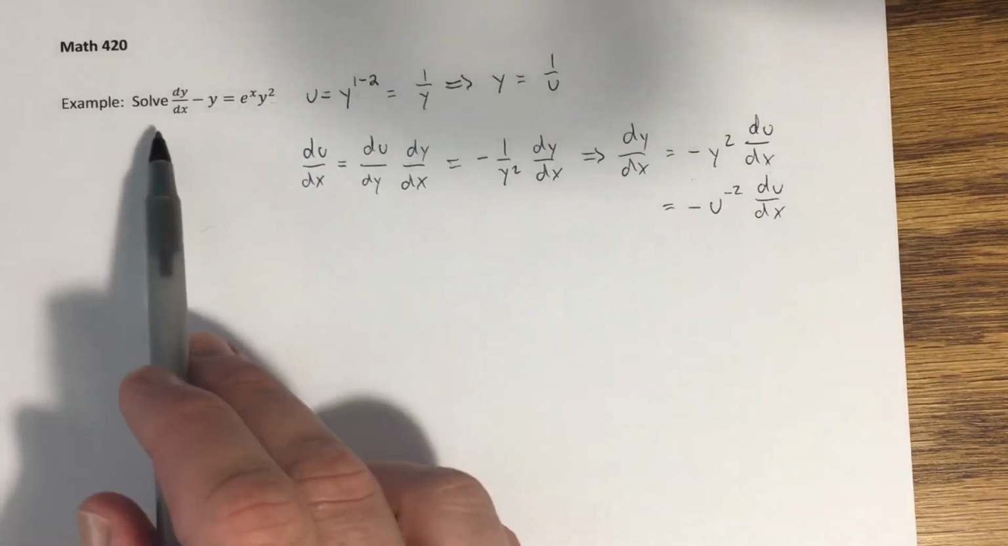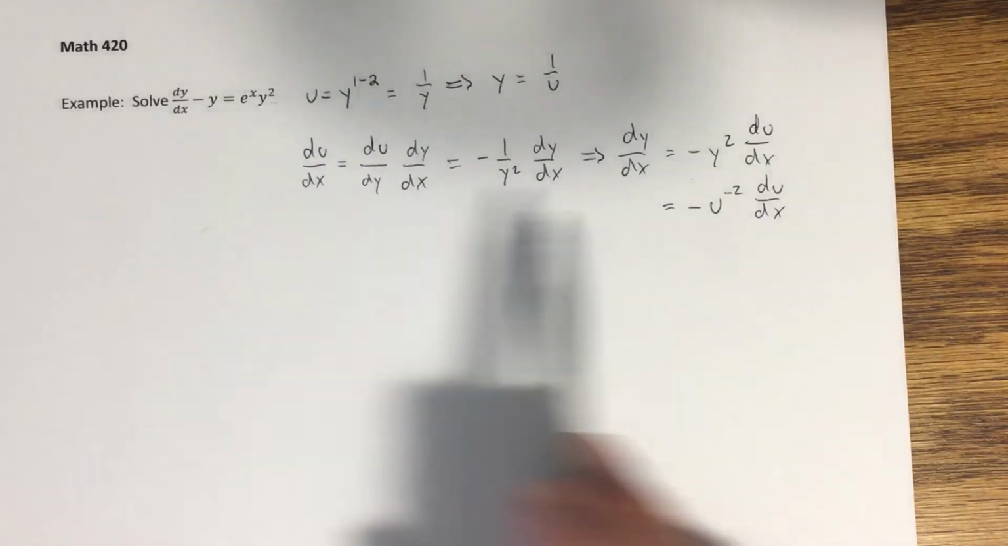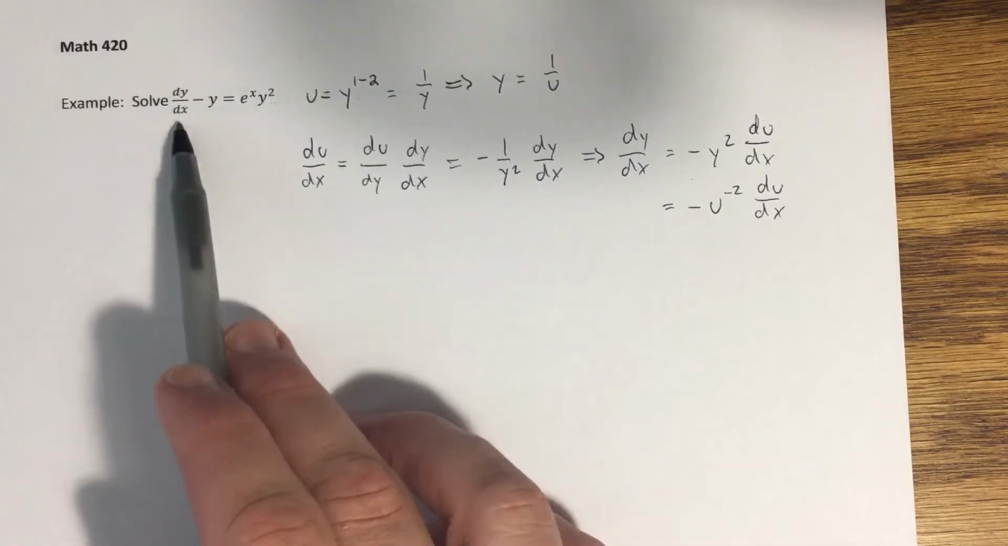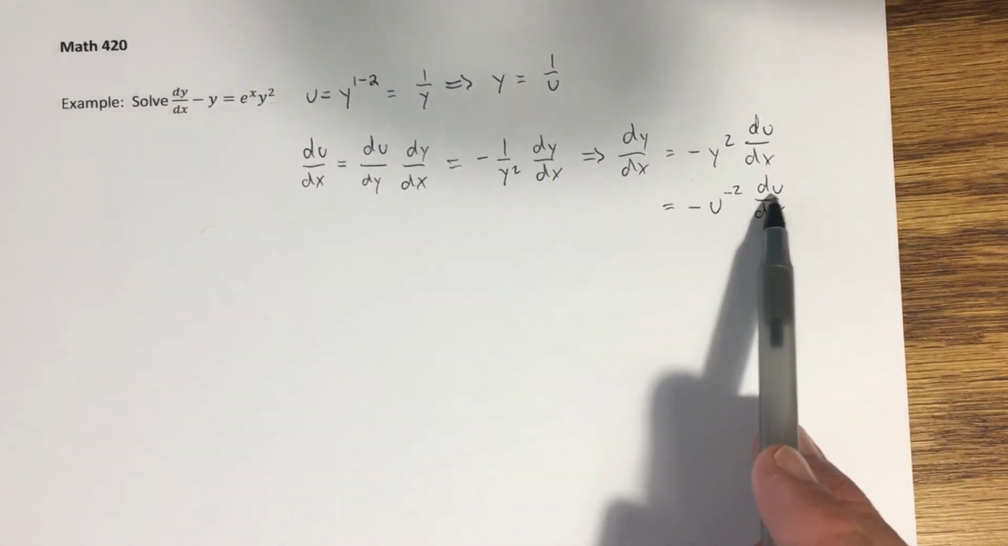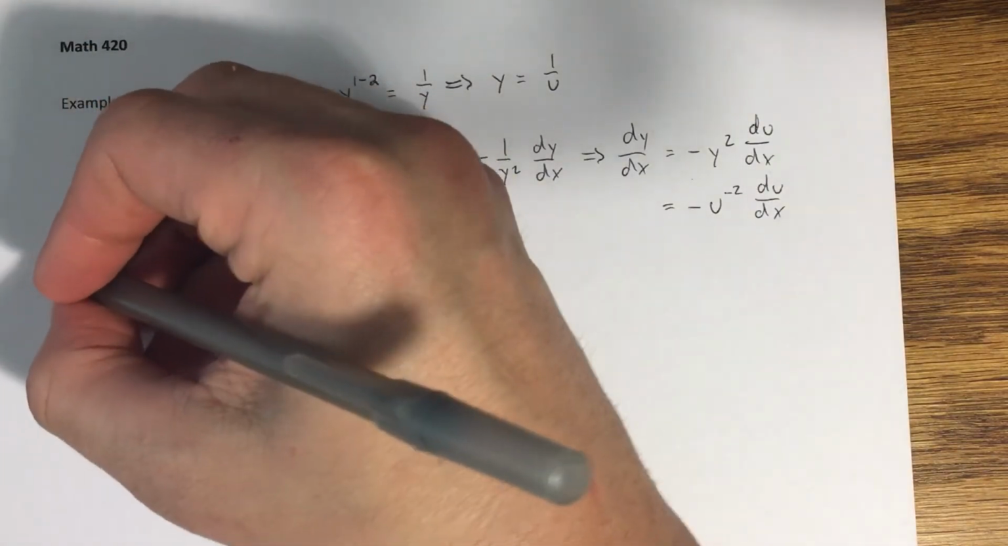So let's rewrite our DE in terms of u's and x's now. dy/dx is equal to -u to the -2nd power, du/dx. So that becomes this.